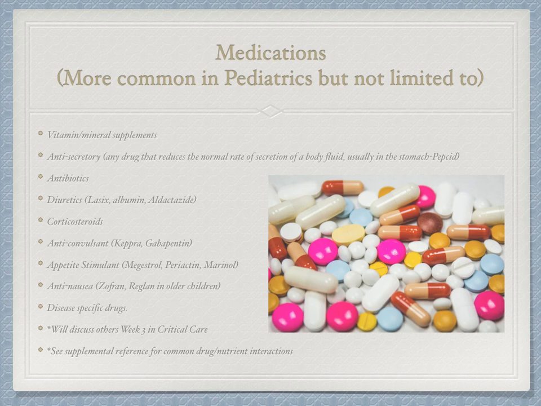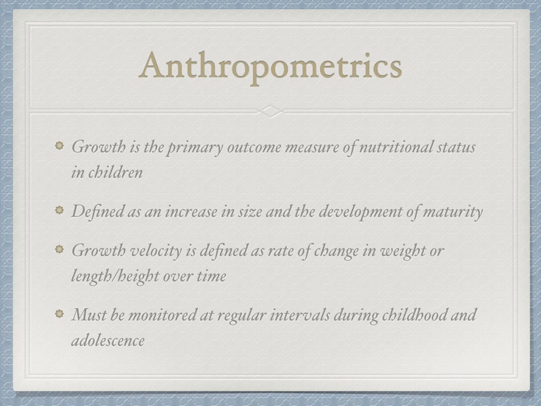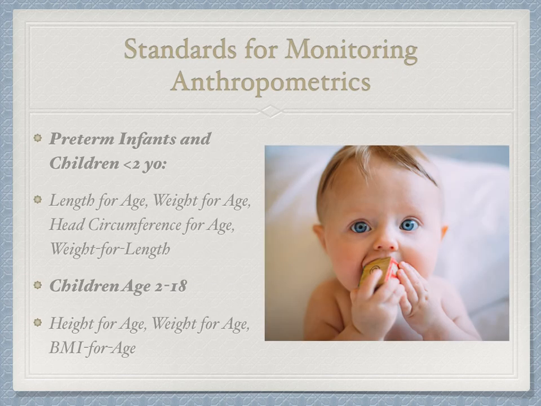Next, we're going to be moving on to anthropometrics. Growth is the primary outcome measurement of nutritional status in children. It is defined as an increase in size and the development of maturity. Growth velocity is defined as the rate of change in weight or height and length over time. These must be monitored at regular intervals during childhood and adolescence.